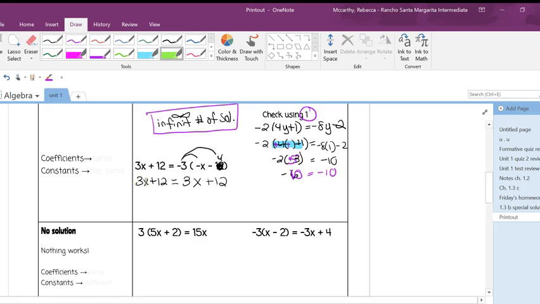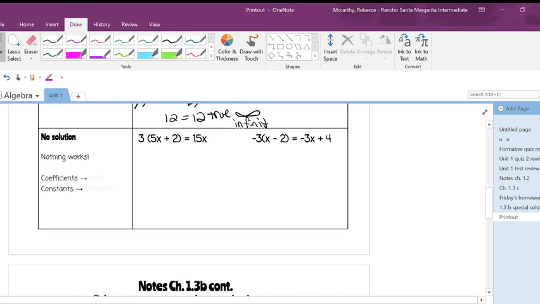Notice that the coefficients are the same. If I subtract 3x from both sides to make sure they're on one side, they both will disappear. And I'm left with 12 equals 12. Again, that's a true statement. So I know I have an infinite number of solutions. When my variables cancel out and my constants are the same, I will have an infinite number of solutions.